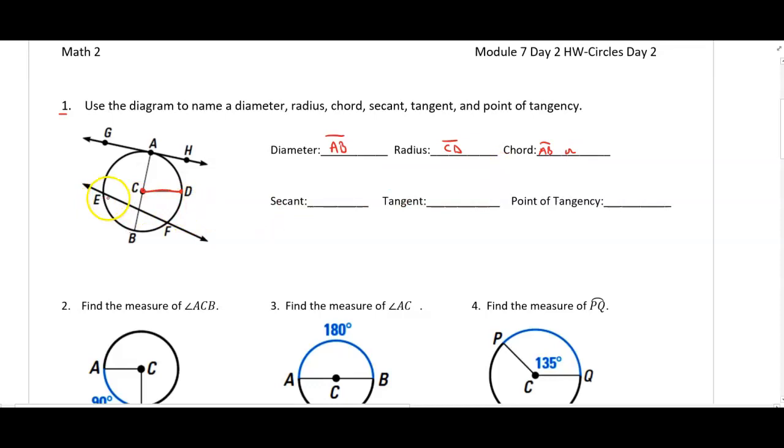Or instead of looking at EF as a line, if we name EF as a segment, that would be a chord. If we look at EF as being a line, that would be a secant, right? Now, the tangent line here would be line GH, okay, because it intersects the circle at one point. And that point it intersects is the point of tangency, which is point A, okay?